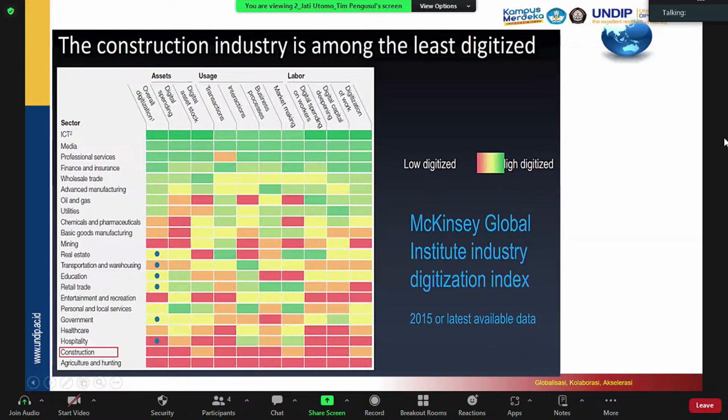Okay, right. So we can see that construction is just one level better than agriculture and hunting. Of course, I'm not very proud of this. That's why we try to bring the construction industry to a better level with the use of ICT technology, right?